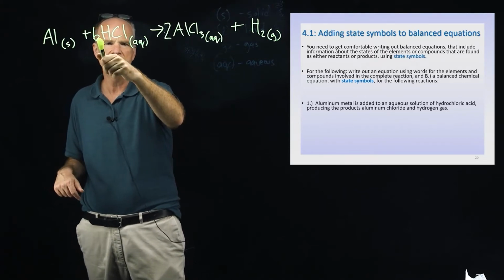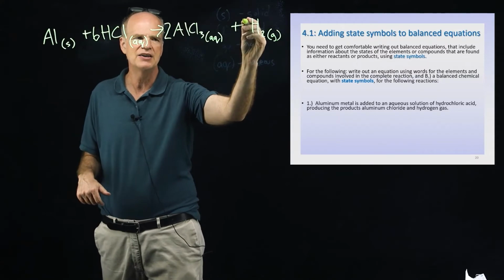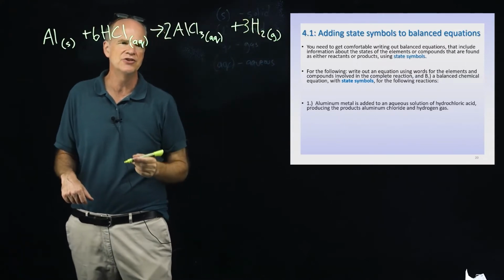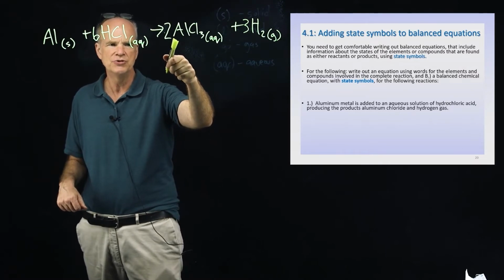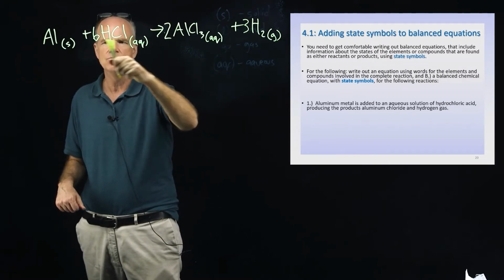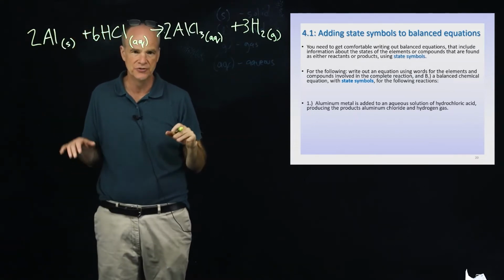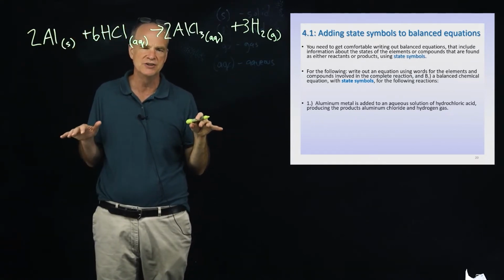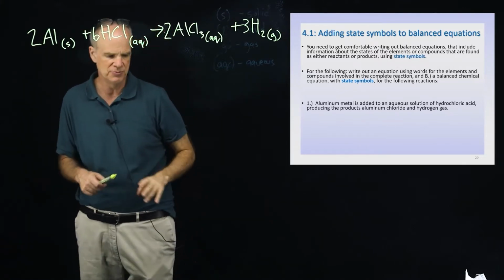6 hydrogens here on the reactant side, 2 hydrogens on the product side. So I'll put a 3 here, so the hydrogens are balanced. And so the last element I'll balance is aluminum: 2 aluminums on the product side, 1 on the reactant side, so that should be a balanced equation. So this is a balanced chemical equation for the information that we have, including state symbols. Okay, so let's move on to the next one.